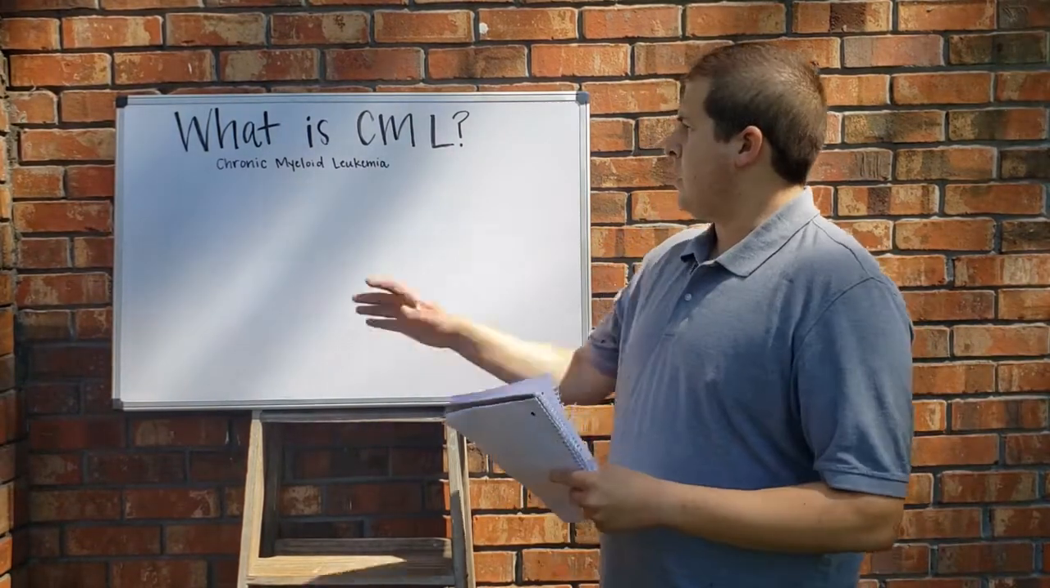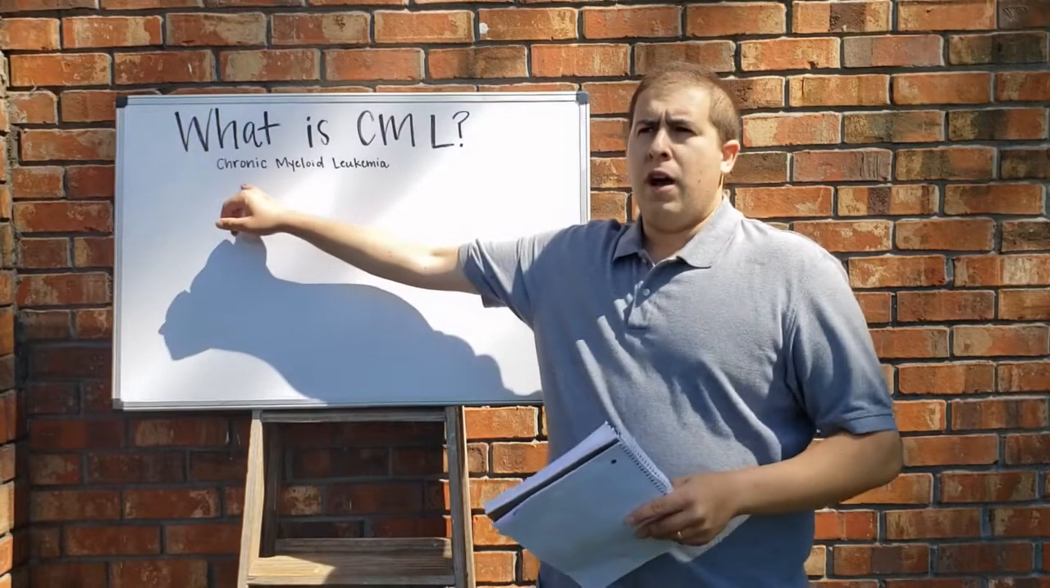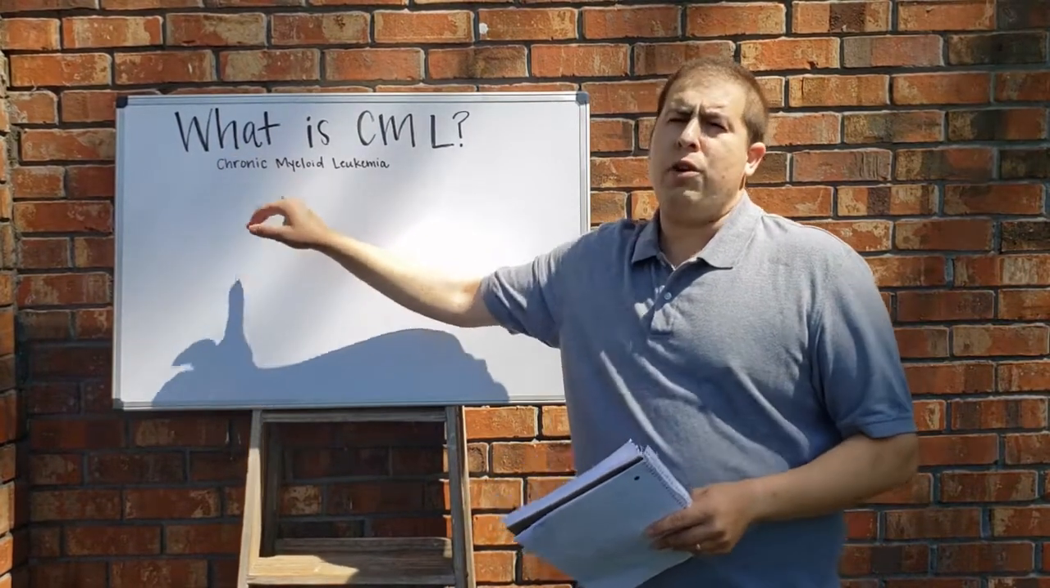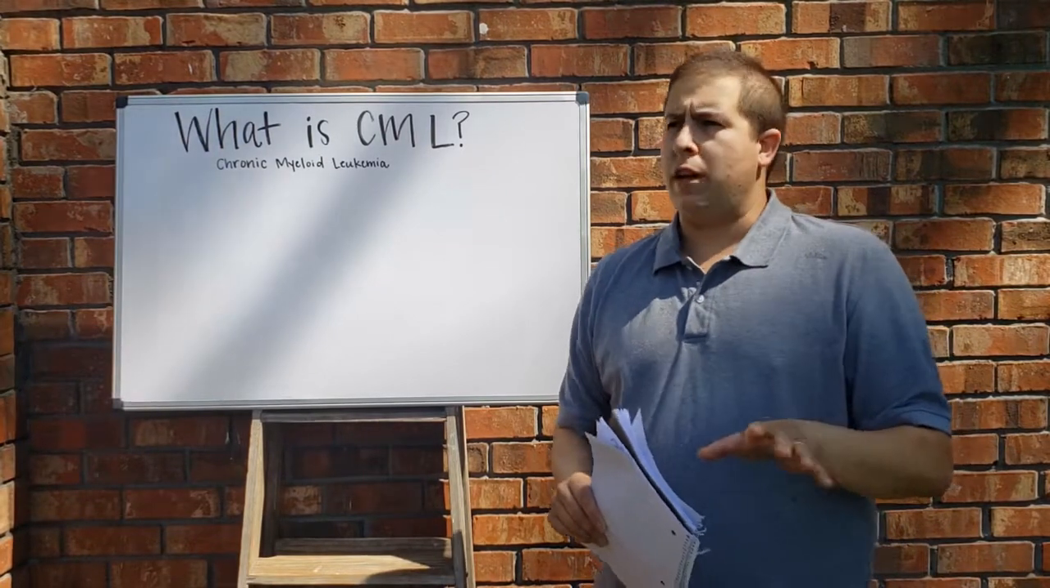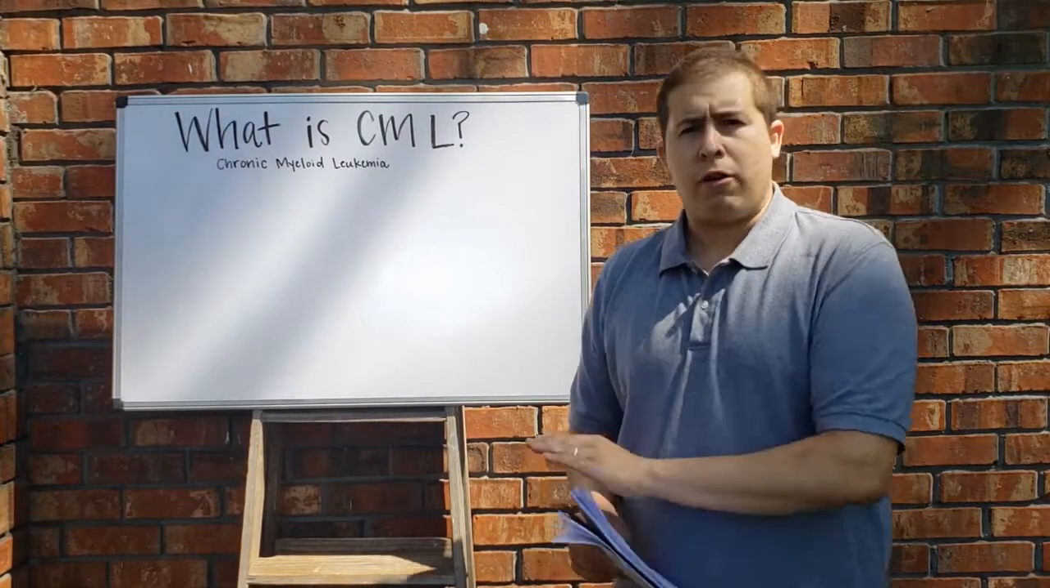So CML is in the chronic phase. There's also the acute myeloid and acute chronic leukemia. I'll cover those towards the end of the video, but for now we're going to focus on the chronic phase.